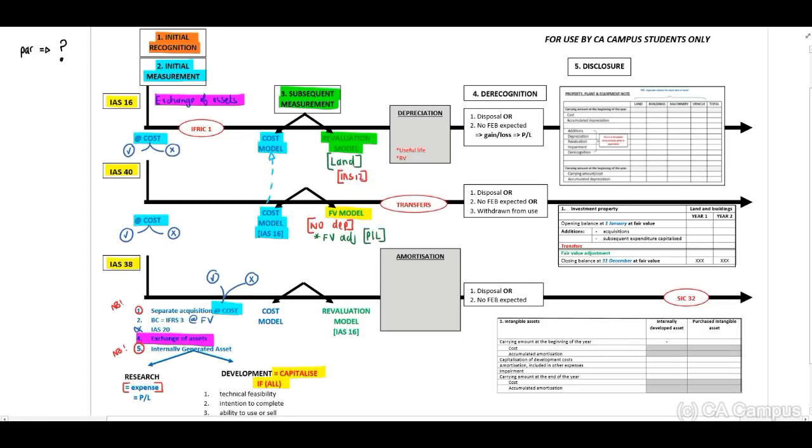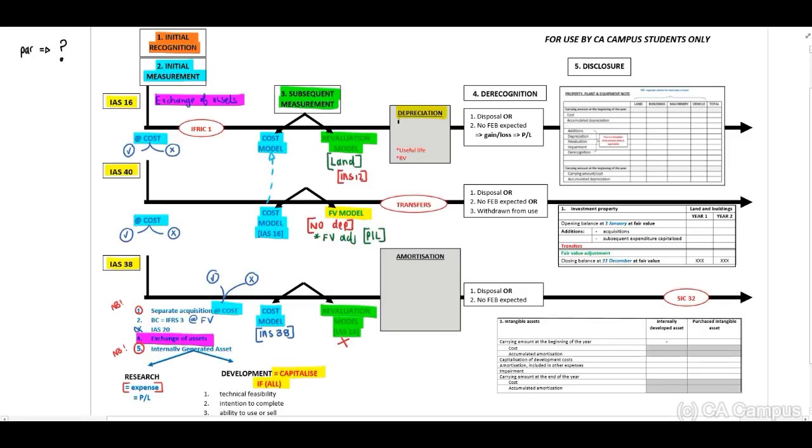Then when we look at our IAS 38, either based on the cost model, now this is in terms of the principles of IAS 38, or based on the revaluation model in terms of IAS 16 principles that will be followed. But again guys, this will not be tested. Now next one, when we look at depreciation of our PPE assets, remember there's three different types.